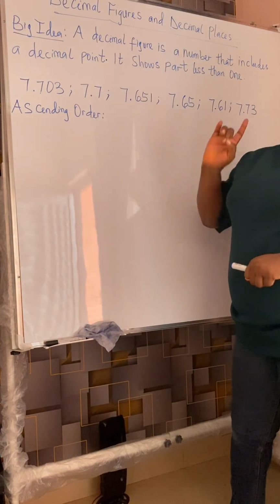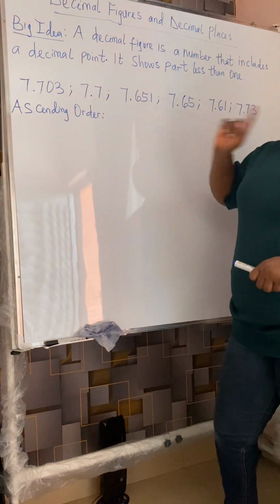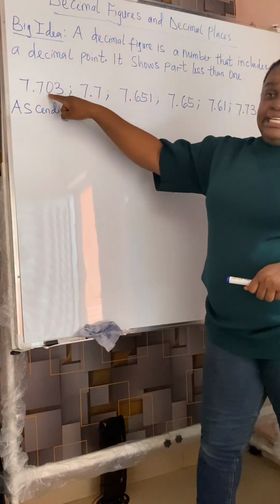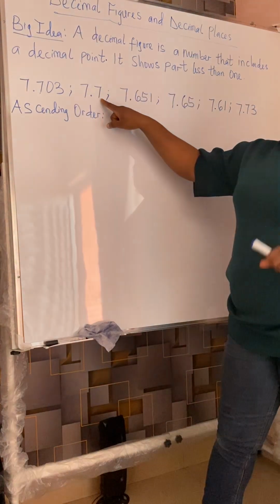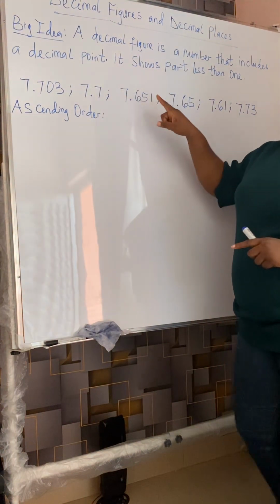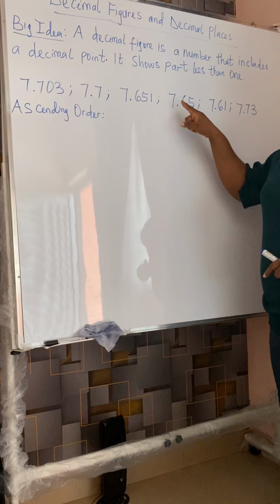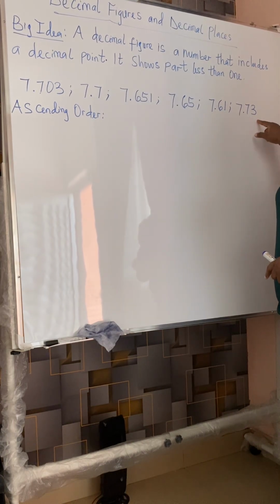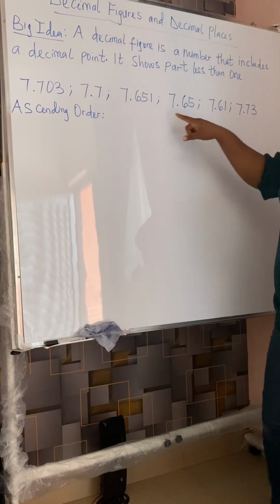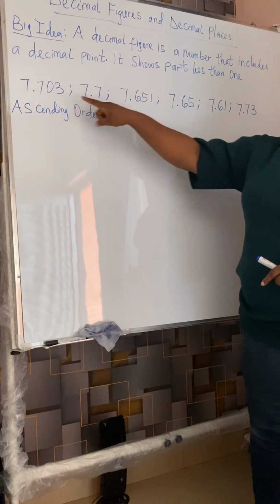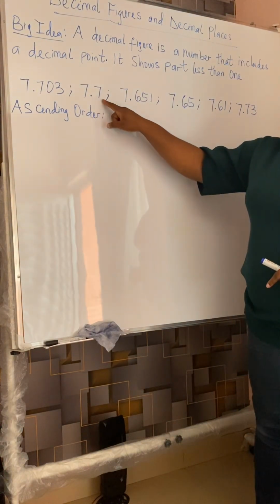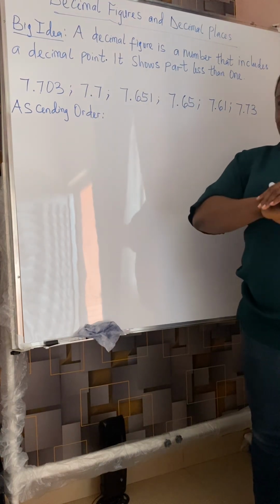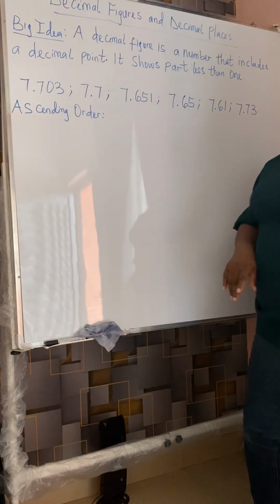So the first thing I would do is notice that this number here has 3 decimal places. I have just 1 decimal place here. I have 3 decimal places here. 2 decimal places, 2 decimal places, 2 decimal places. The largest number of decimal places is 3. So for these ones with 1 and 2 decimal places, I'll make it uniform so that we all have 3 decimal places. That's the first step.